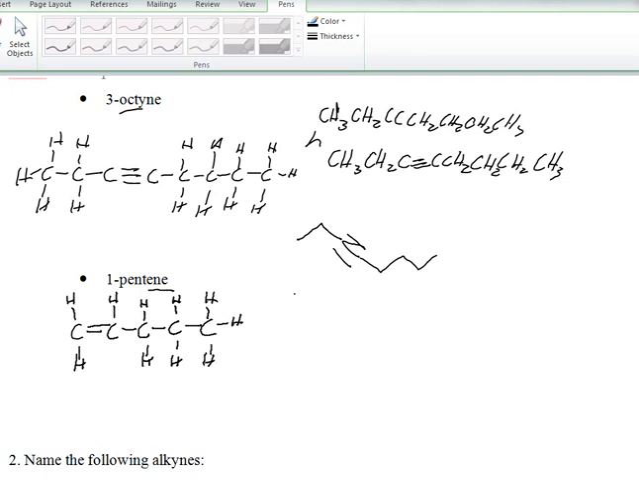The condensed formula, CH2, if you want to indicate that double bond, that's fine. Make more clear. CH2, CH2, CH3. The skeletal line structure, 1, 2, 3, 4, 5. Put the double bond in at the first bond, the first carbon.